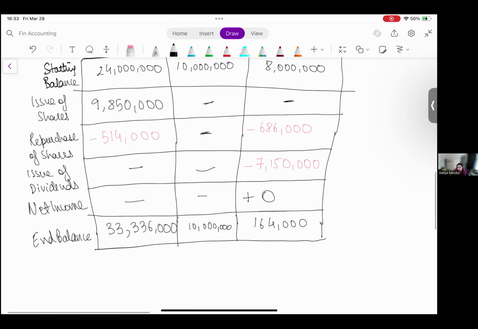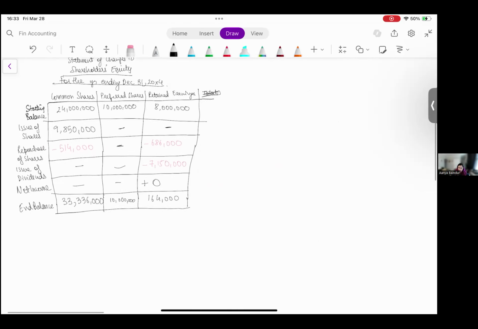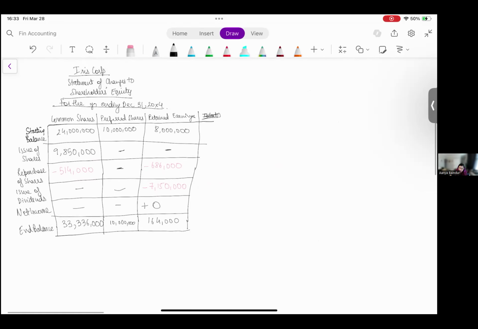Now the question after this might even ask you to create a partial balance sheet. When you have to do that, all you have to do is, again, write the name of the company, Iris Corp. So when they mean a partial balance sheet, they just want the equity section. Then you have the name of the statement, which is your statement of financial position.